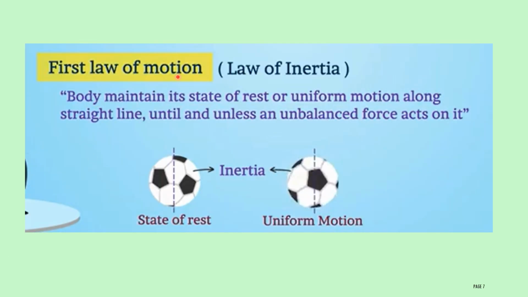First law of motion, another name is the law of inertia. A body remains in its state of rest or uniform motion along a straight line until and unless an unbalanced force acts on it. Assume this is a football. It will stay at rest if you do not apply any unbalanced force. Assume the football is moving without any disturbance; it will keep moving continuously. If you apply an unbalanced force, then it will stop, otherwise it will keep moving.